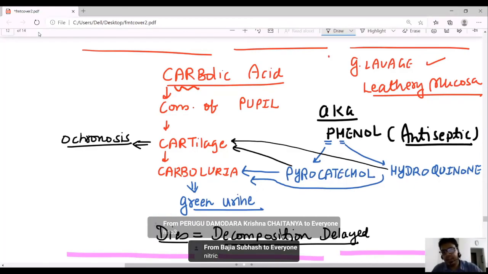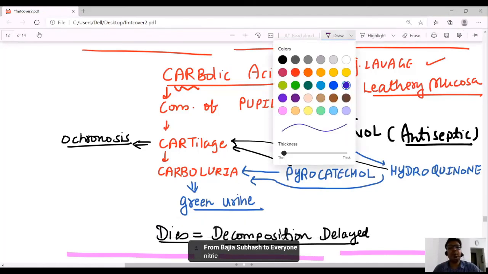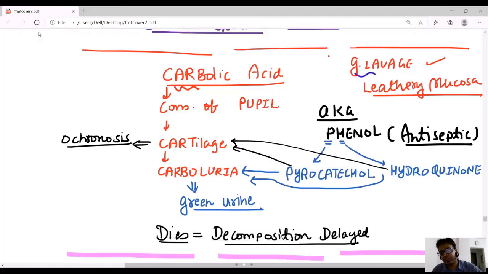Sir, I have already discussed that carbolic acid is the only acid in which gastric lavage is done, because in carbolic acid we have leathery mucosa. C for carbolic acid, C for constriction of pupil, C for it is deposited in the cartilage. Deposition of carbolic acid in cartilage is known as ochronosis.